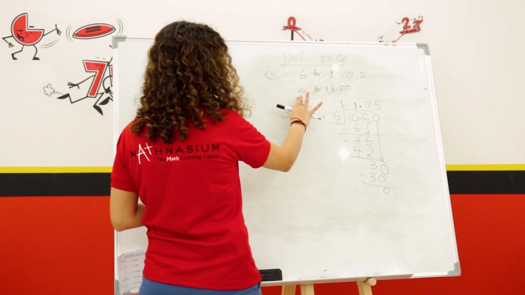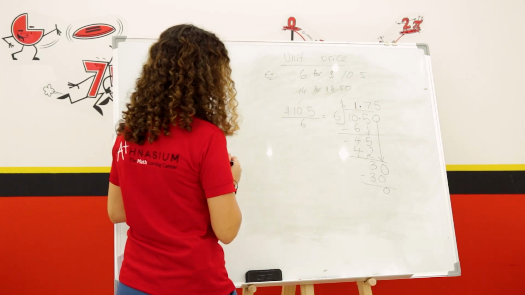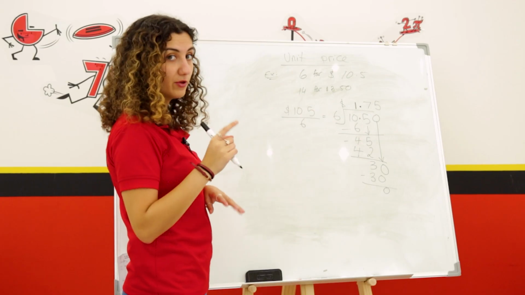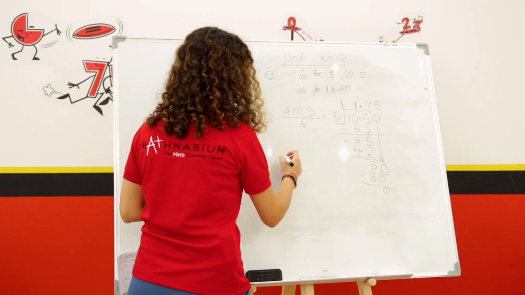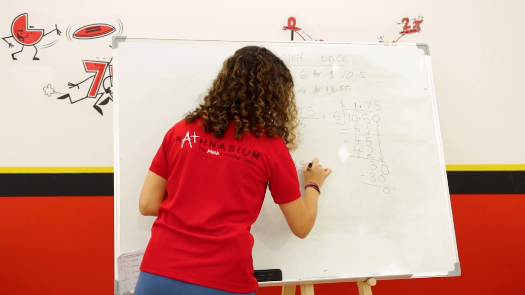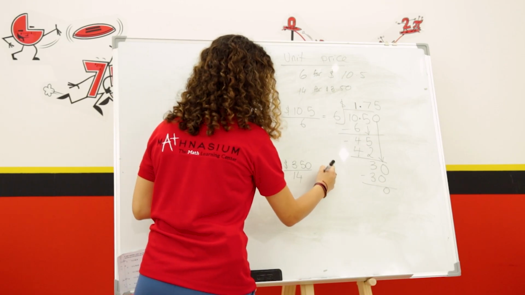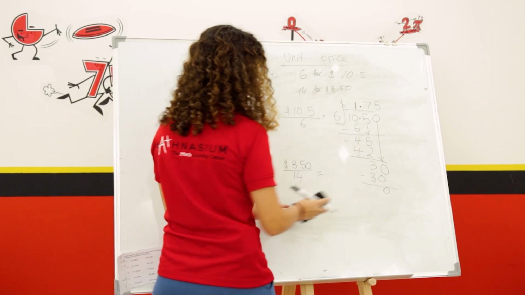Let's try another example. If I can buy 14 items for $3.50, how much could I buy one of those for? So we're going to have to divide the total price by the number of items to get the price per item. So let's do the division on the sides.